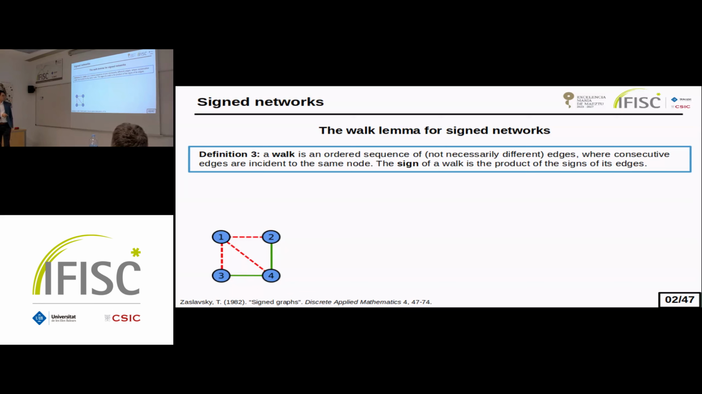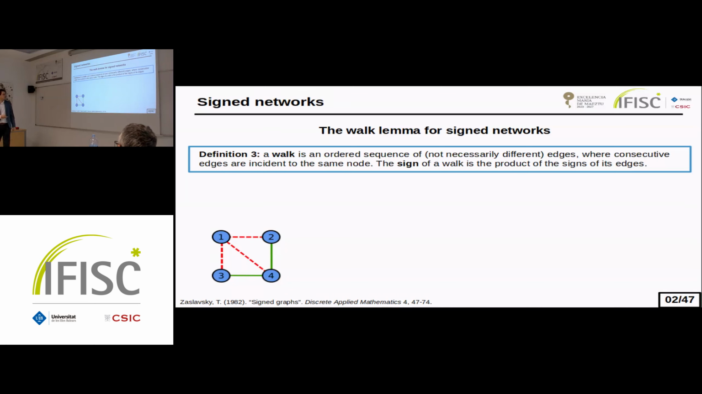So for example, 1 to 2 and 2 to 1 would be a walk because both edges are incident to node 2. The sign of the walk is the product of the signs of the edges. So that walk I just mentioned would be negative times negative. It would be a positive walk.